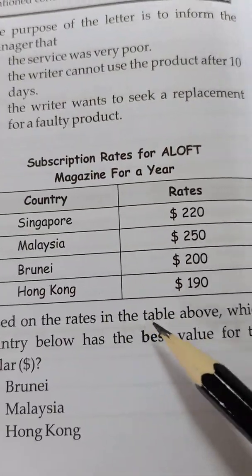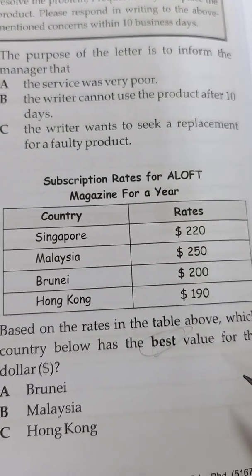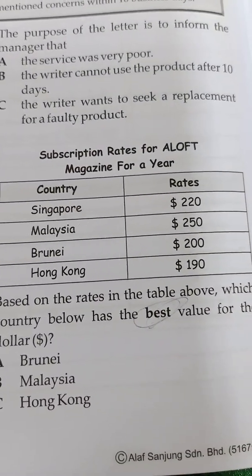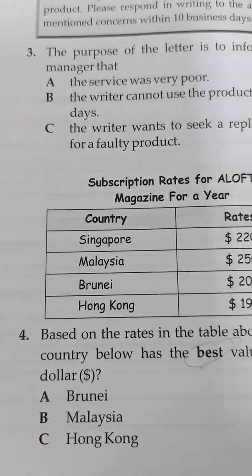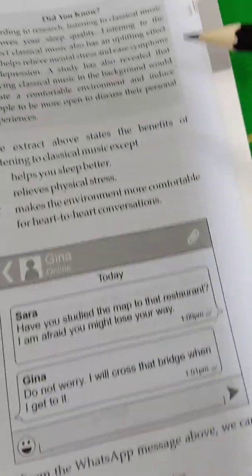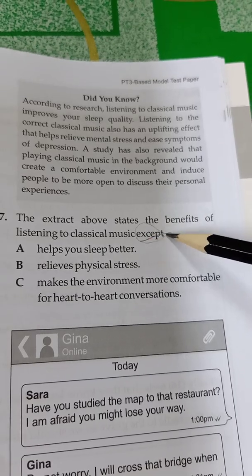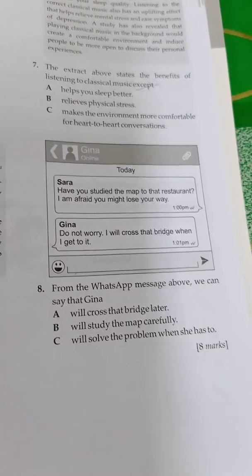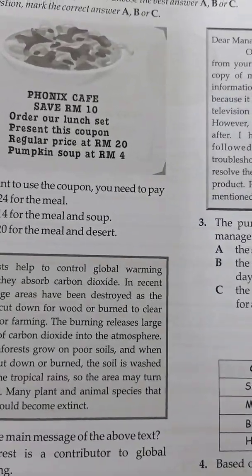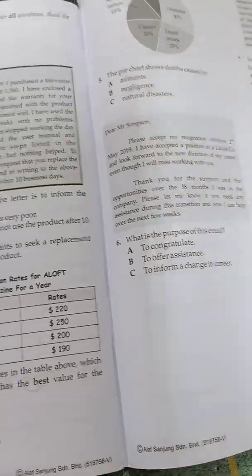For this question, if it has bold words like this, you pay attention to that. For example, maybe it will have "except". What is except? Except is kecuali, right? For example, like this. So you need to bear in mind and look for certain hints or tips on how to answer this kind of question. Next, let's look at part number 2.